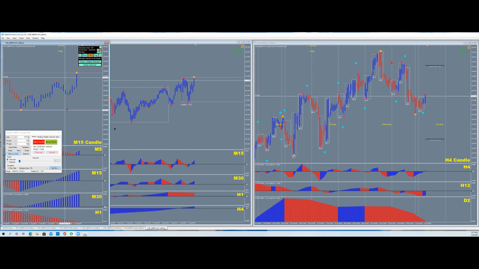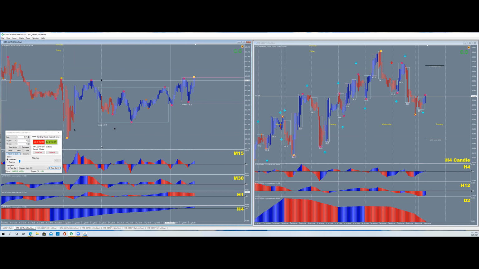Now on the 1 minute, we see that the 5 minute is in sync with the 15 and the 30. The 1 hour hasn't given us the A-OK to go yet. Right, so we're not fully in sync with the 1 hour.